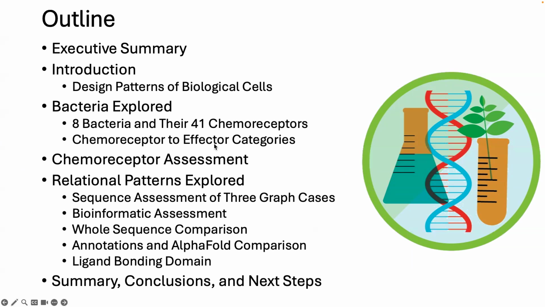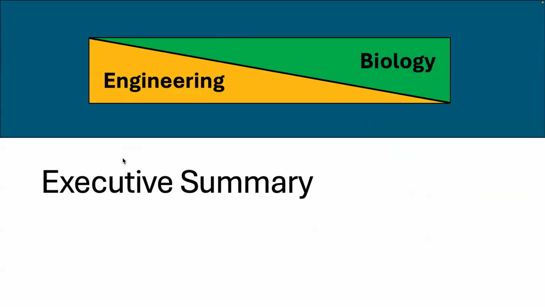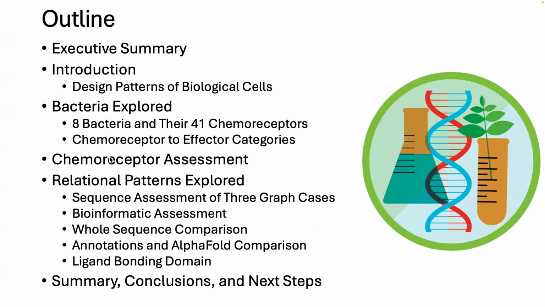And so chemoreceptors to effector categories, some of the information I did with the research of trying to get some understanding of these bacteria. So I'll talk about what they do, some of the things that the chemoreceptors do as a part of that. So what the bacteria do and how the chemoreceptors play into that. Then I'll get into detail about a chemoreceptor assessment. And so hopefully you'll find that interesting as we get a chance to get into some of the details here. And I'll introduce some terms that we'll see in just a minute in the executive summary as a first encounter.